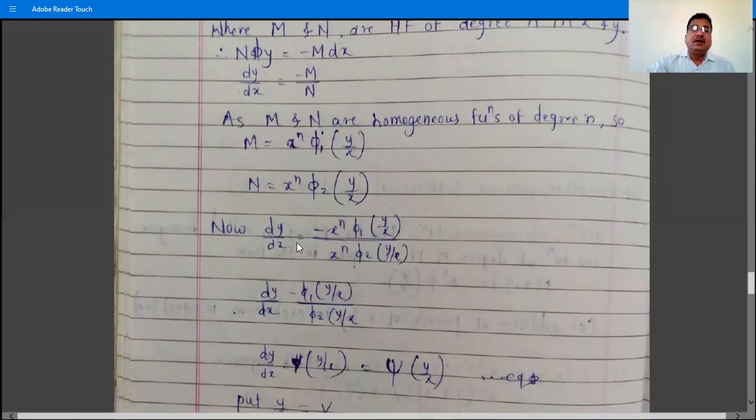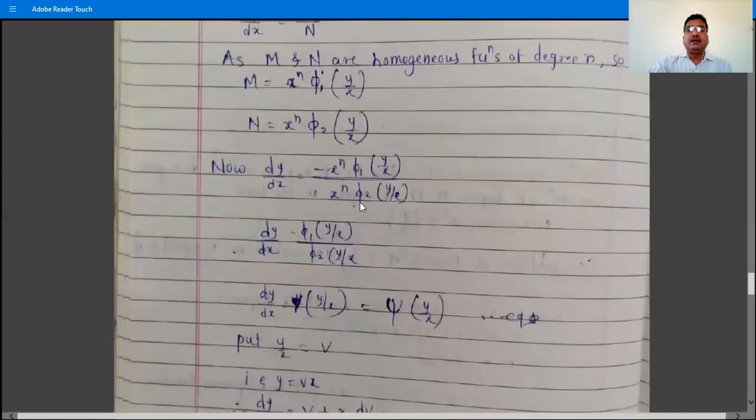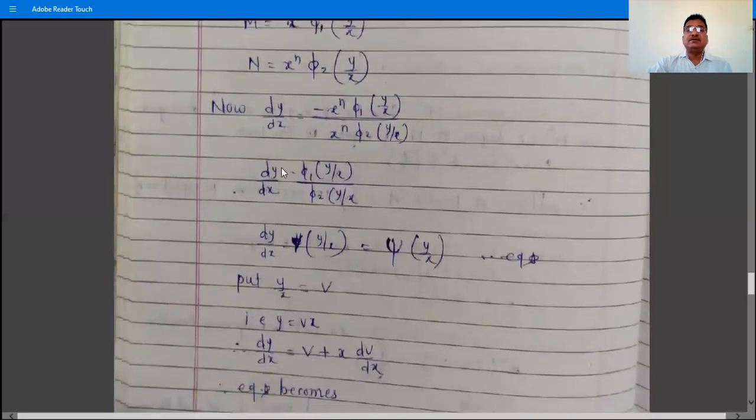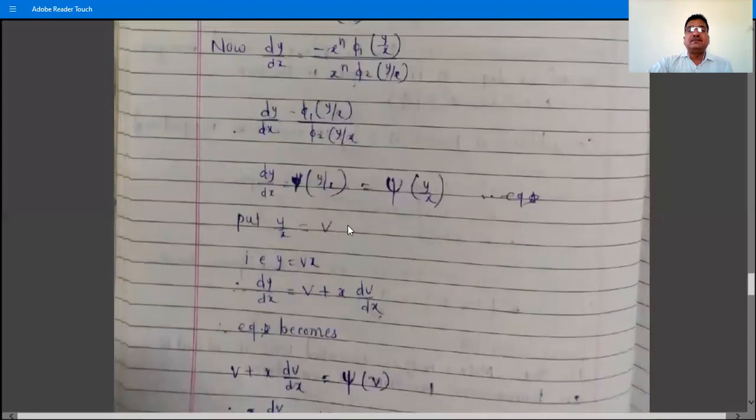So we have this, and then the given differential equation dy by dx is expressed in the form minus x raised to n phi1 y by x over x raised to n phi2 y by x. Then cancel x raised to n, and we have dy by dx is equal to minus phi1 y by x divided by phi2 y by x. This whole function is a function of y by x, because the numerator is a function of y by x and the denominator is a function of y by x.